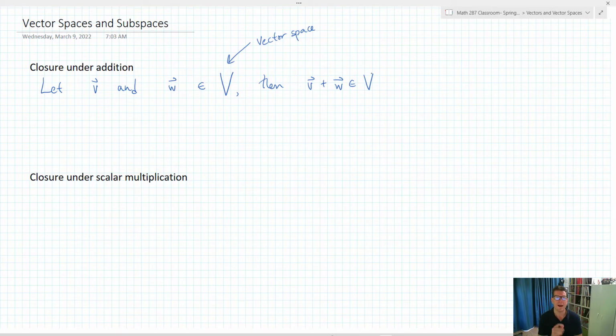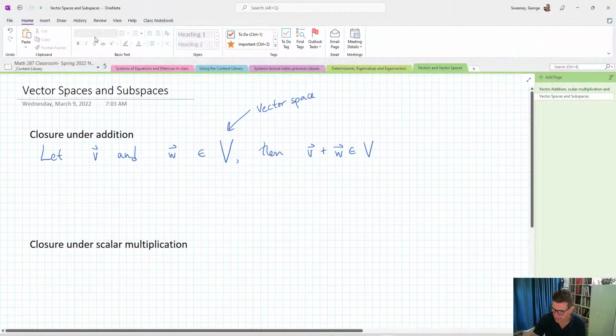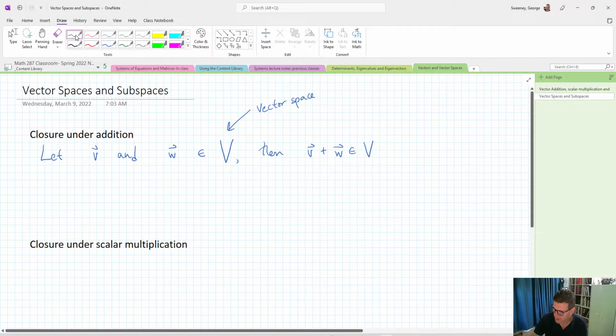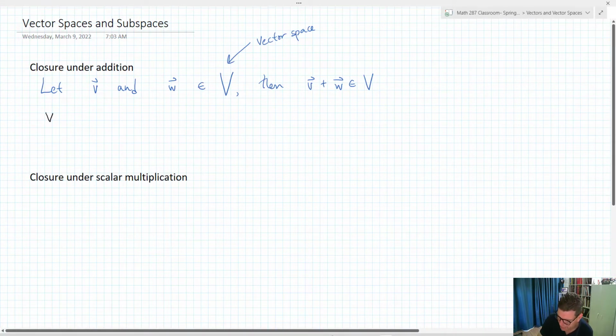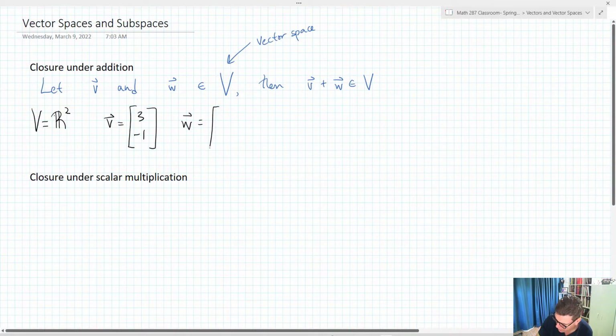Right? So what that means is that if I have V and W, and they belong to V, then if I add the two of them together, then I'm also going to get something that belongs to V. Okay? So let's take an example. If we let big V equal R2, that's going to be the example of the vector space that we're going to be using. And we take V equal to, let's say, (3, -1), and W equal to (5, 2).